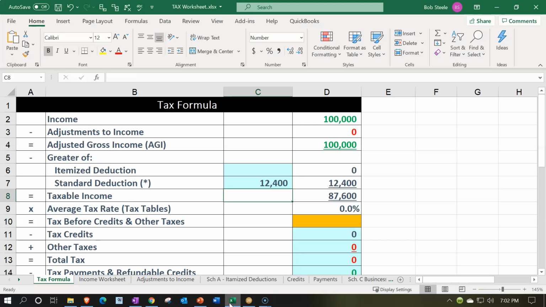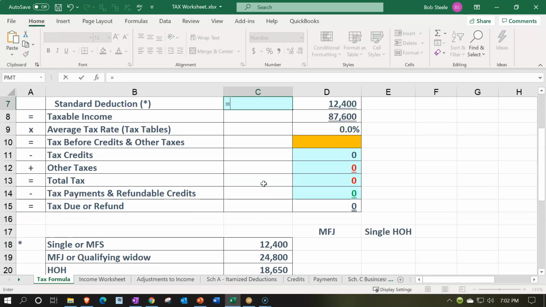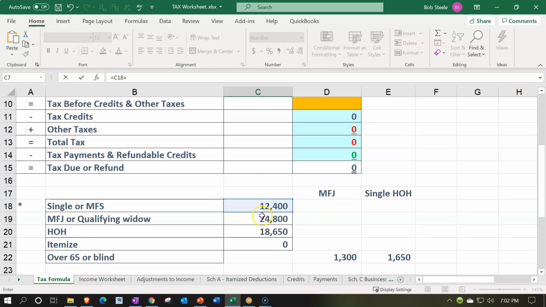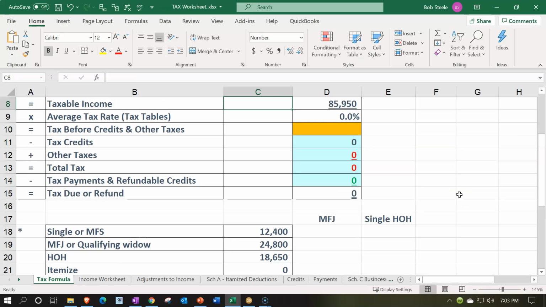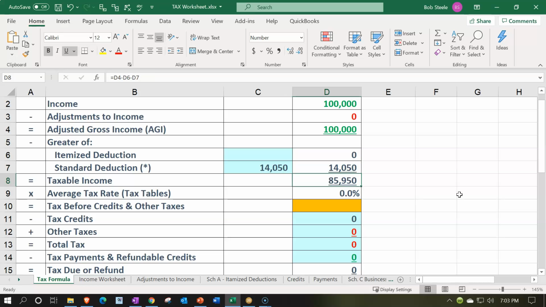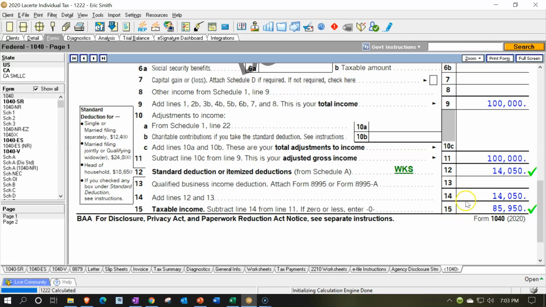So if I enter this into our Excel worksheet, just to look at it from a formula perspective, we have our 100,000. We have the 12,400 would be single. I'm sorry, one more time. That's going to be equal to the 12,400 plus the 1,650 for single, for being over 65, and that's going to bring us to the 14,050. Therefore, our taxable income's at 85,950 to start off with. So we're going to say taxable income 85,950.